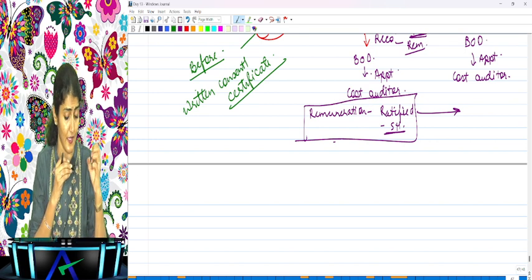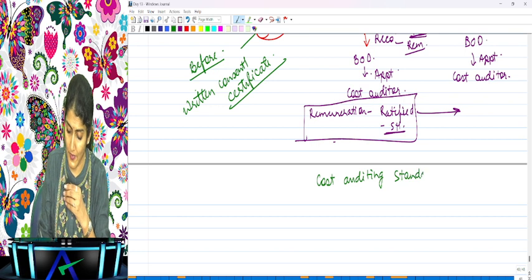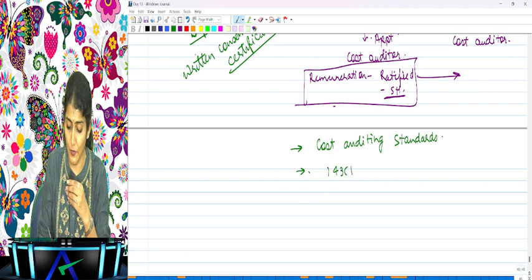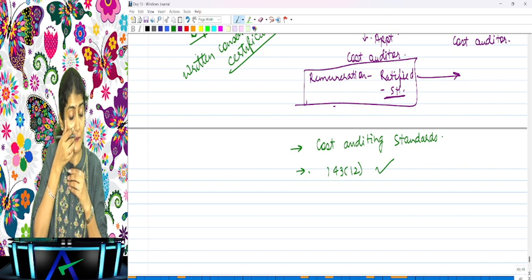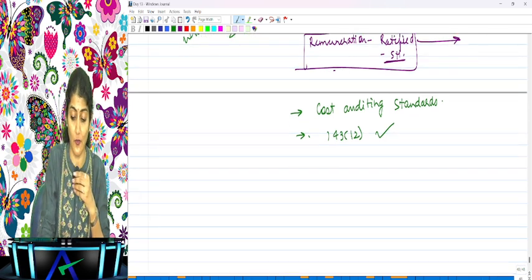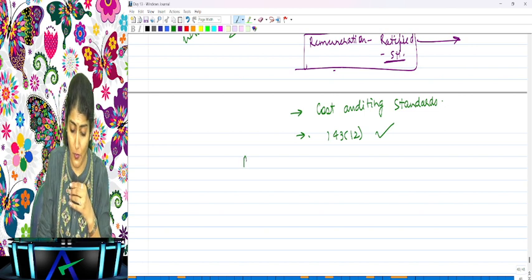Then the cost auditor, when he is doing the cost audit, needs to follow the cost auditing standards. Then 143(12), the duty to report fraud to the central government: is it also applicable to the cost auditor? Yes, it is also applicable to the cost auditor.